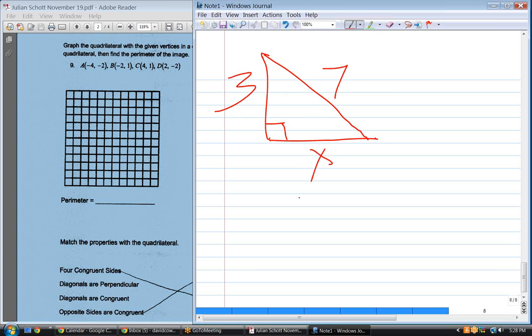Solve for x. So x equals the square root of 7 squared minus 3 squared. Remember, everything inside the radical has to be squared. So 49 minus 9, so x equals the square root of 40, which can be simplified, but let's not do that right now because I want to practice more.